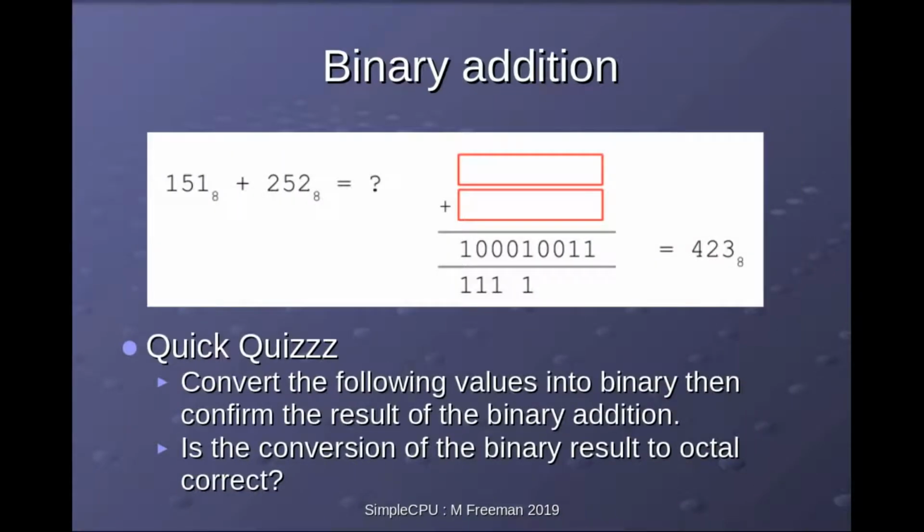Okay, to see if that made sense, a quick quiz. What we have here are 2 octal numbers, 2 base 8 numbers. What I'd like you to do is convert those into binary, so 151 base 8 will go in there, and 252 base 8 will go in here as binary representations. Then add those binary numbers together to confirm you get this result and these carries, and then convert the binary result into the final octal value, 423 base 8. If you'd like to check your answer, my solution is on the module webpage.